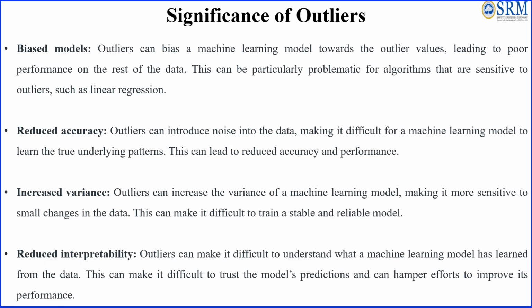The next one is the significance of outliers. We all know that if there is an outlier, then it will lead to biased models. Outliers can definitely bias a machine learning model, because this one value can change the entire model towards the outlier value, leading to poor performance on the test data, and this can be particularly problematic.